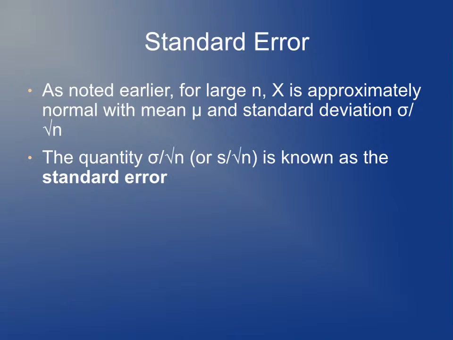So for large n, x bar is approximately normally distributed with mean mu and standard deviation sigma over root n. An important term to keep in mind is the quantity sigma divided by the square root of n, or in practice you take the sample standard deviation s divided by the square root of n, which is defined to be the standard error. The standard error you can think of as the standard deviation of the sample mean. As we've discussed earlier, the sample mean has the same mean as the original population, but smaller standard deviation. The standard deviation of the sample mean is what's known as the standard error.